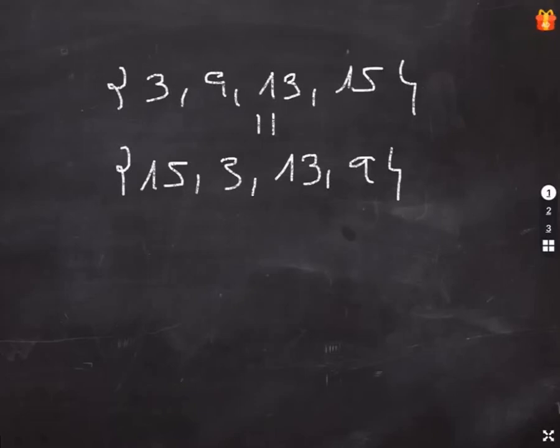Now, on the other hand, these two sets are different from {15, 3, 13}. So these sets are not equal because you are lacking one object.